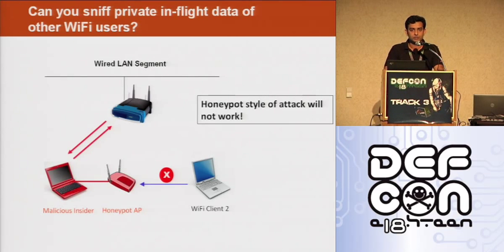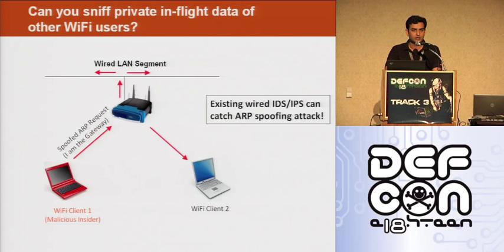So what are the other options available? Probably we can think of launching a man-in-the-middle attack in a very conventional, old-style way, with the help of an ARP spoofing attack. But today's networks are much more secure than what they used to be. There are security systems which can detect an ARP spoofing attack. Wired IDS, IPS, or even switches have the capability to detect it. So if you launch an ARP spoofing attack, the chance of getting detected is very, very high.